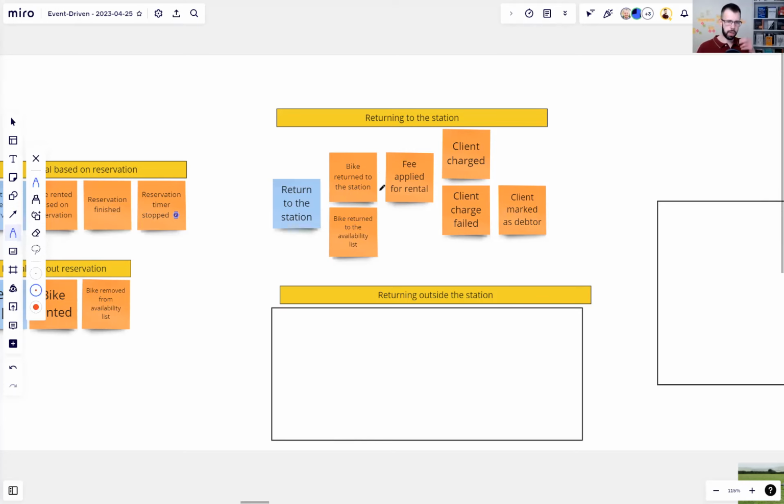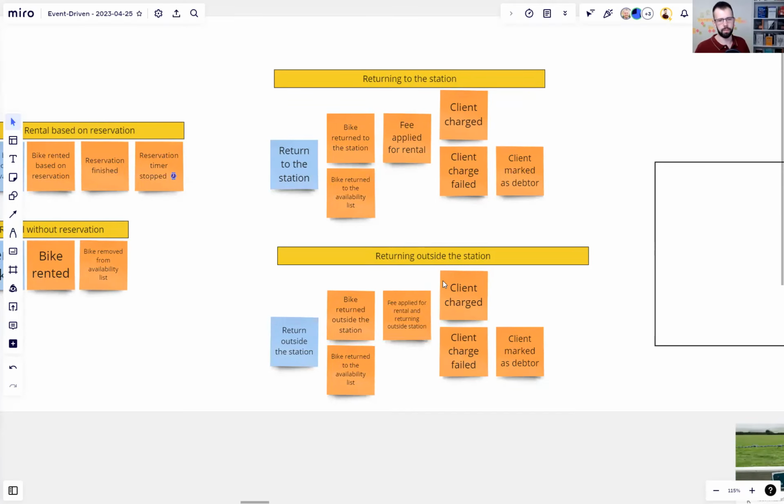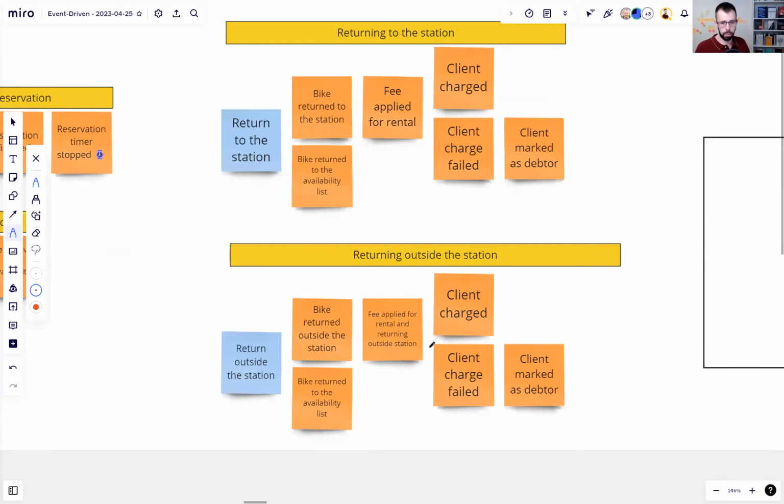So when we return the bike to the station, we want to apply a fee for a rental, and then we want to charge a client. And if this client is not charged, we want to mark this client as a debtor. So we have some kind of similarity here, but we have different fees and a different event that starts it. When we return it outside of the station, we want to apply a different type of fee, because we also want to have an additional fee for returning it outside of the station. So once again, you have different types of fees and calculating how it goes.